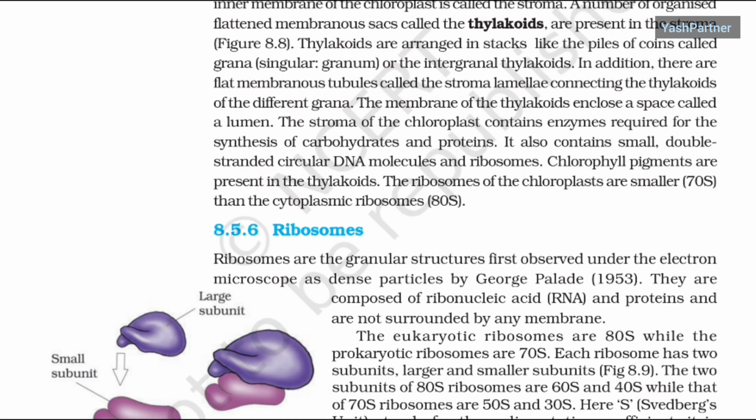The membrane of the thylakoids includes a space called a lumen. The stroma of the chloroplast contains enzymes required for the synthesis of carbohydrates and proteins. It also contains small double-stranded circular DNA molecules and ribosomes. Chlorophyll pigments are present in the thylakoids. The ribosomes of the chloroplasts are smaller, 70S, than the cytoplasmic ribosomes, that is 80S.